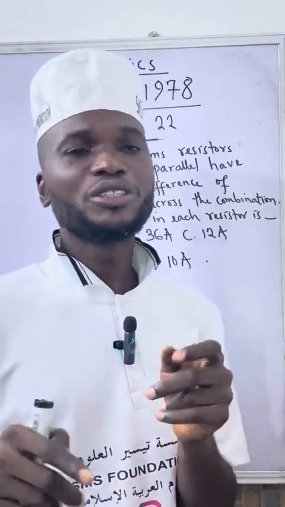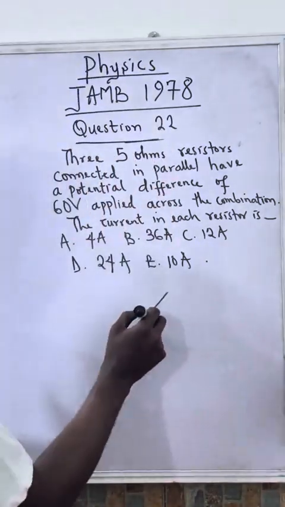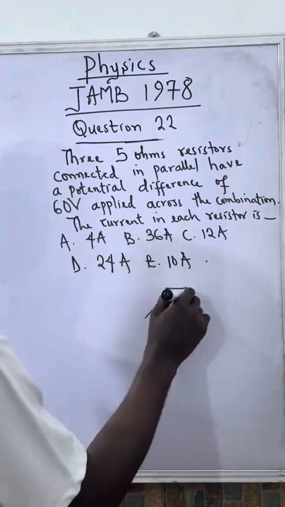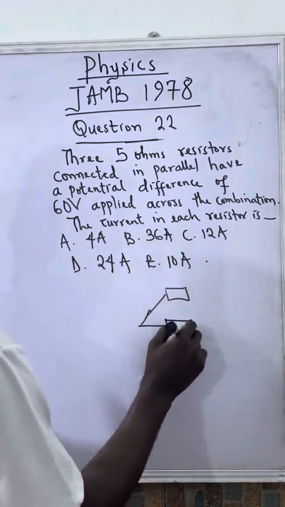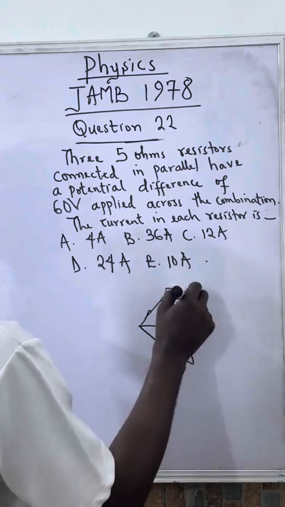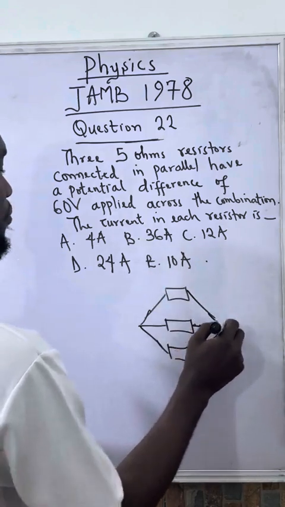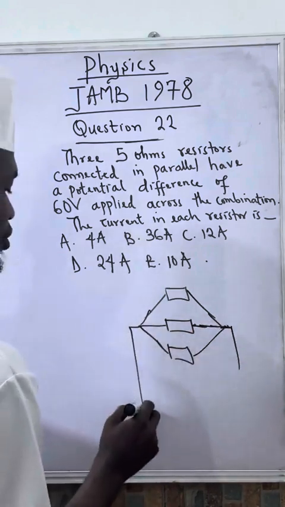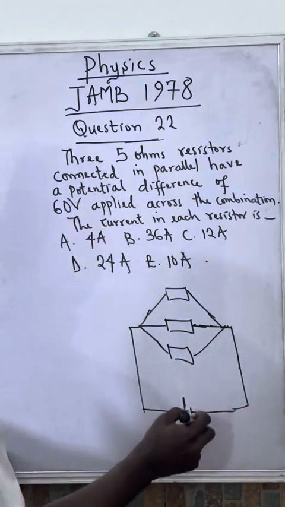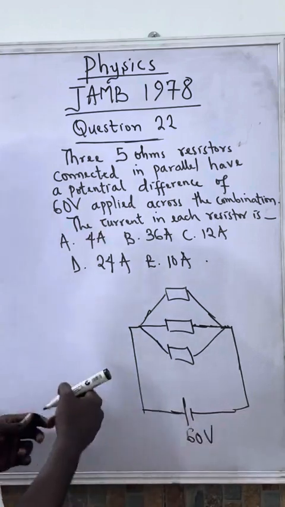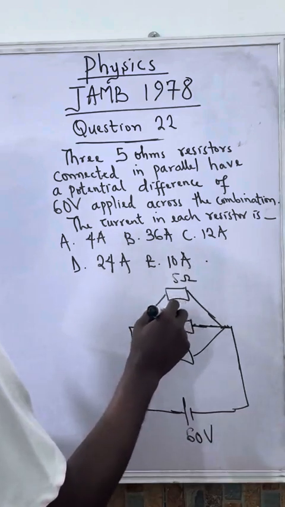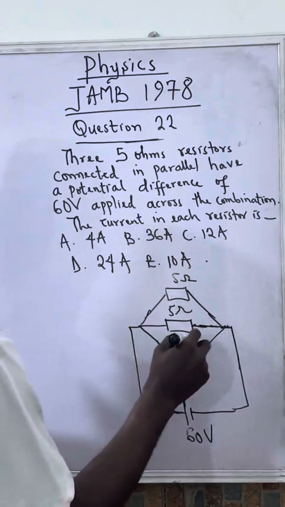The current that is coming, let me make a drawing of that. Let's take, for example, we have this resistor, and this is another resistor, and this is another resistor. The three of them are connected to the cell, and this cell has an EMF of 60 volts. Each one of them is 5 ohms, 5 ohms, another 5 ohms.